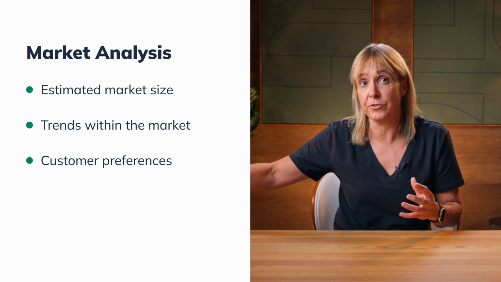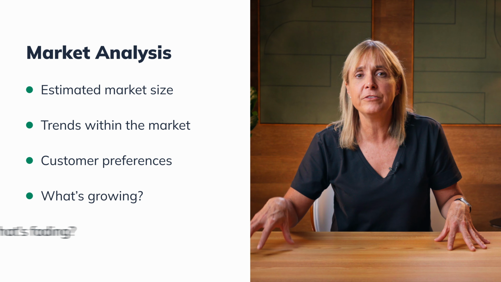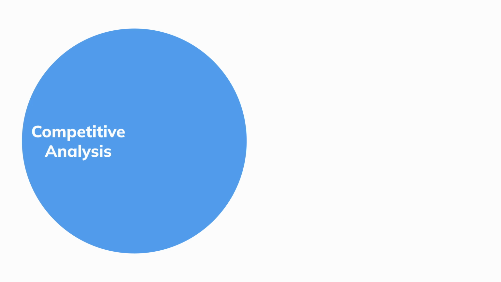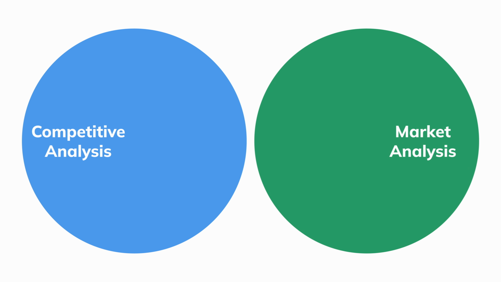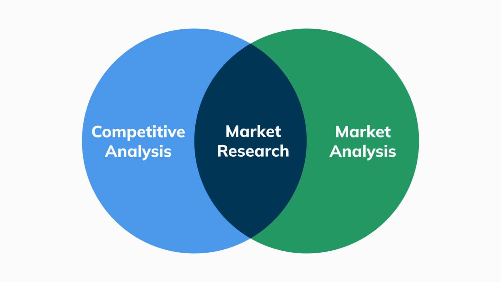Step 2, we're going to analyze the market. Look at size, trends, and customer preferences. This is going to help you place your competitors. So what's growing? What's fading? The thing that's really great about this as you do this work for the competitive analysis in your business plan is this actually overlaps with your market analysis section, which you're going to need anyway.